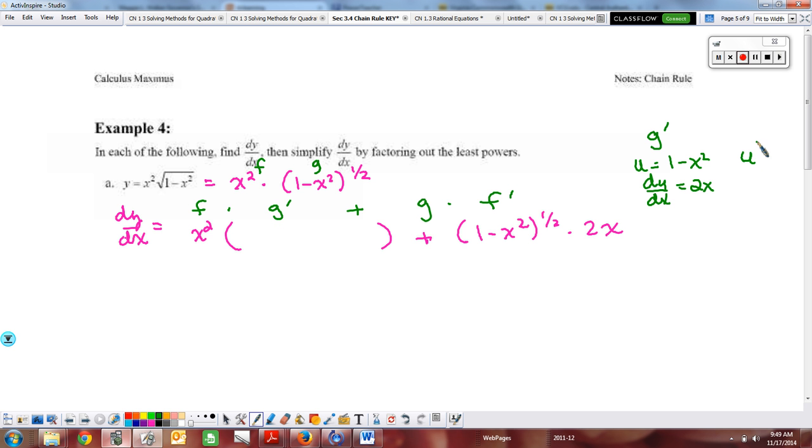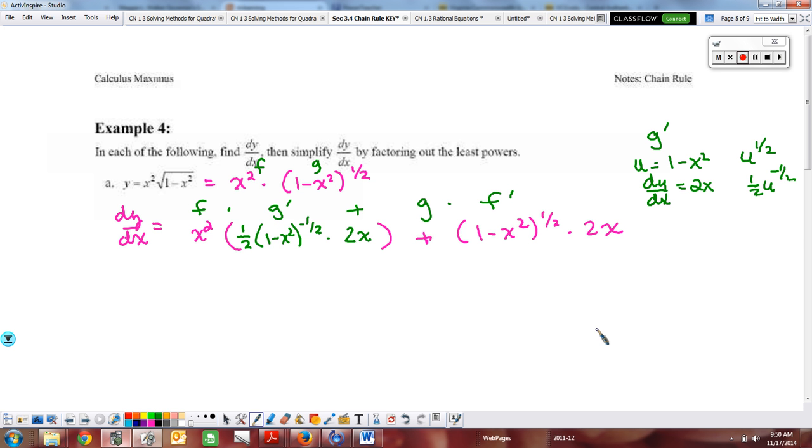And so we're finding the derivative of u to the 1/2, which would be 1/2 u to the negative 1/2. So I kind of do my scratch work. Now I come back over here. I would have 1/2 times (1 minus x squared) to the negative 1/2 times du/dx, which is 2x. So I fill in my chain rule. Now, this is where we're going to start practicing the simplifying.